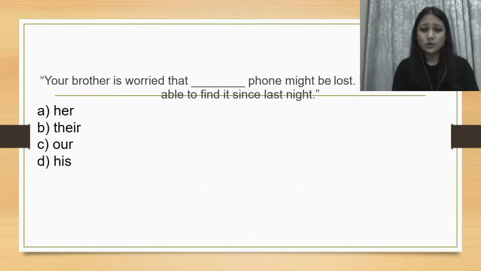I think it's a mobile phone which is basically owned by one person. Okay, we can share it, but the ownership is with one person, I believe. So definitely not there. Next is, your brother is worried that our phone might be lost. No, definitely not. And the option is, your brother is worried that his phone might be lost. Clear? So it says, your brother is worried that his phone might be lost. He hasn't been able to find it since last night.